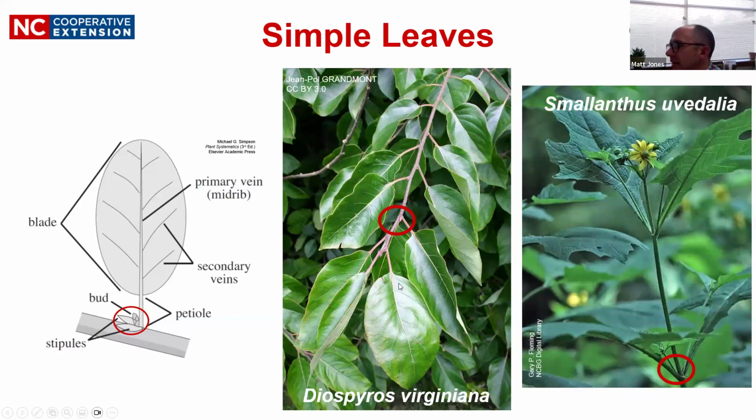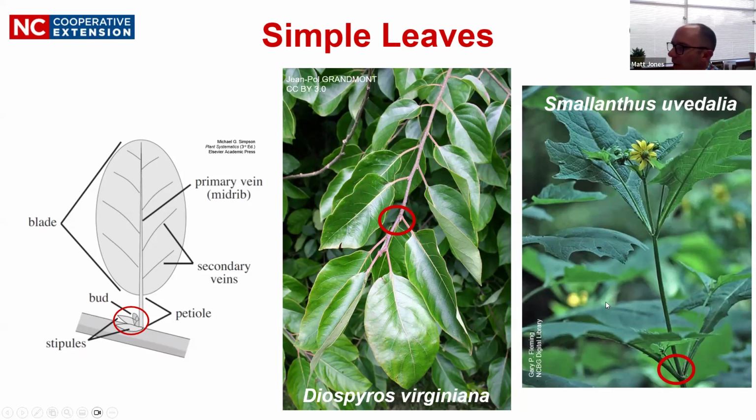So here's persimmon, Diospyros virginiana. Notice that we can see a single leaf blade, a single petiole, and a bud. Here's a leaf blade, petiole, bud. Blade, petiole, bud. So those are all simple leaves.